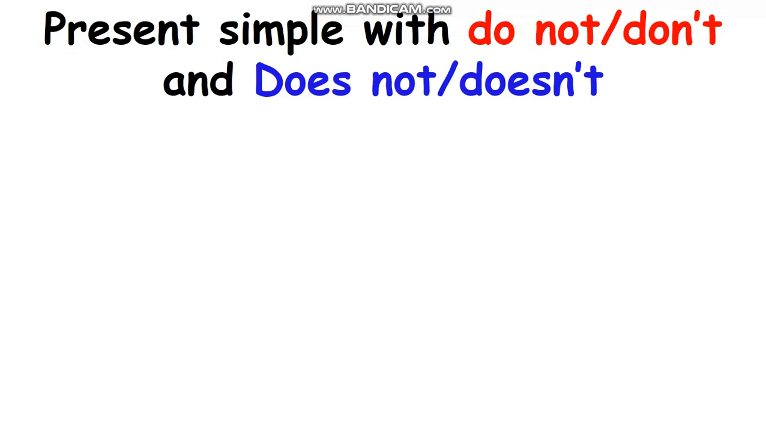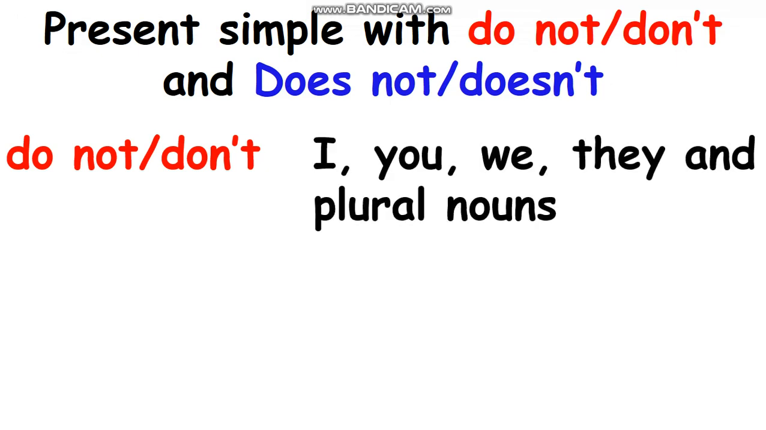Today we are going to study about present simple with do not or don't and does not or doesn't, right? You have already learned about do and does, right? But today it's a little bit different about do not and does not, right? So do not or don't, we use with what, everyone? Do you still remember? Yes, very good. Do not or don't, we use with I, you, we, they, and plural nouns, right?